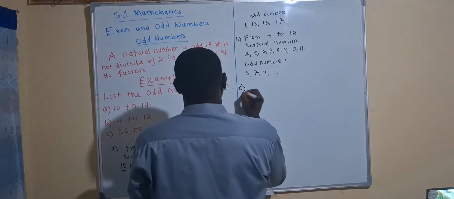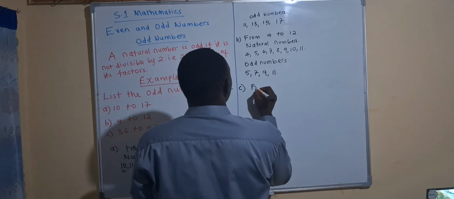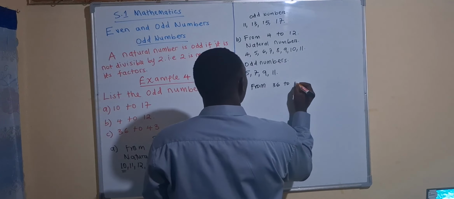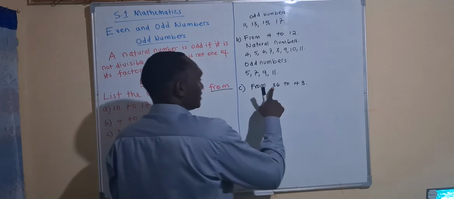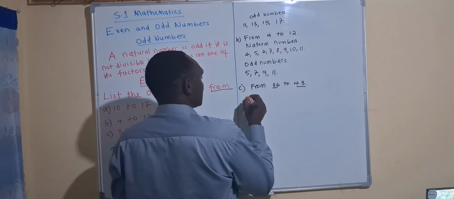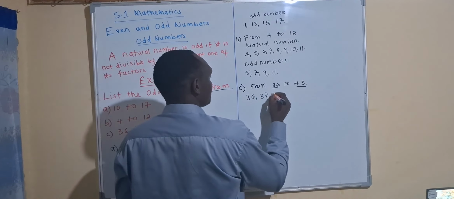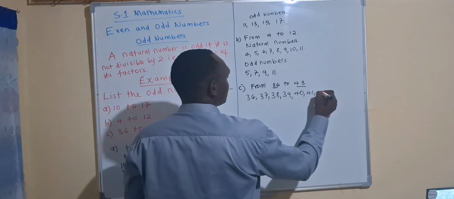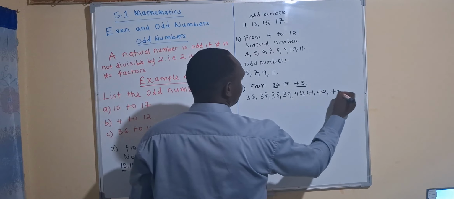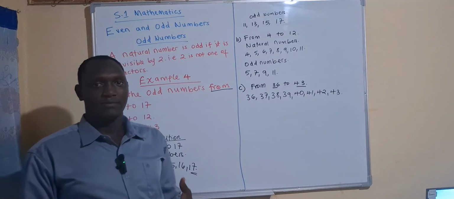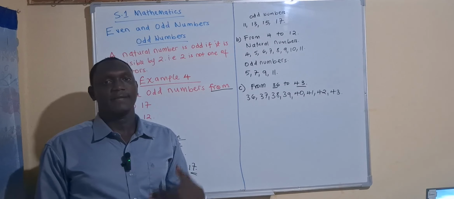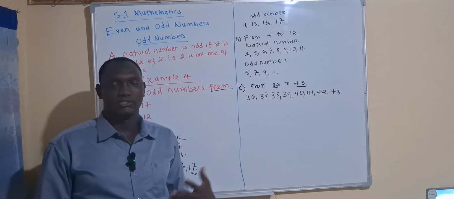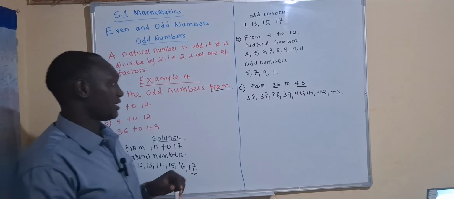So let's go to part C. It says, this is our guiding principle, from 36 to 43. What do we do? 36 and 43 are inclusive, so we shall start from 36, 37, 38, 39, 40, 41, 42, and 43. They are inclusive. Why? Because the statement is saying from and then to. So it begins from 36 and stops at 43. So those are the natural numbers.